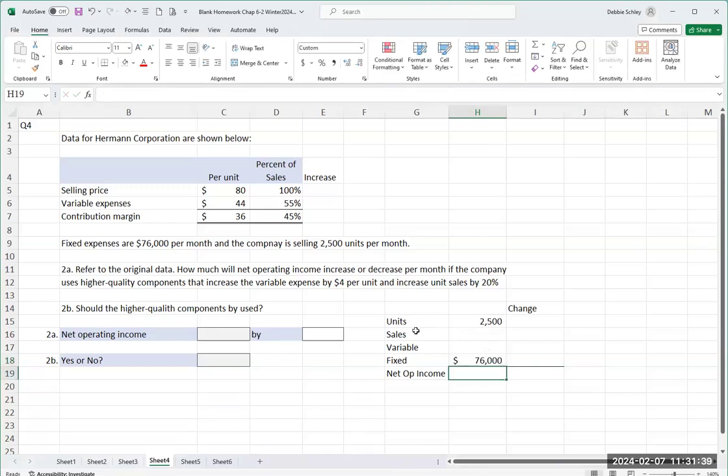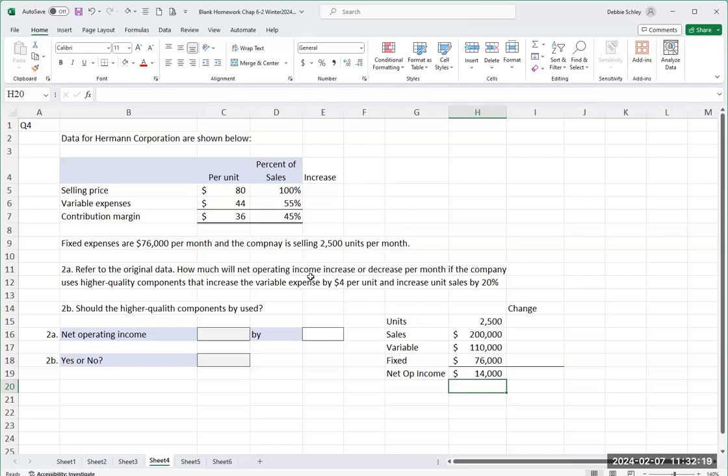Okay, so I'm just going to quickly fill in my original information. So again, that's going to be the units times the selling price per unit. And same with the variable. I could have copied this over from the previous worksheet, but okay. So there's my original information again. Now, what are we changing? Refer to the original data.